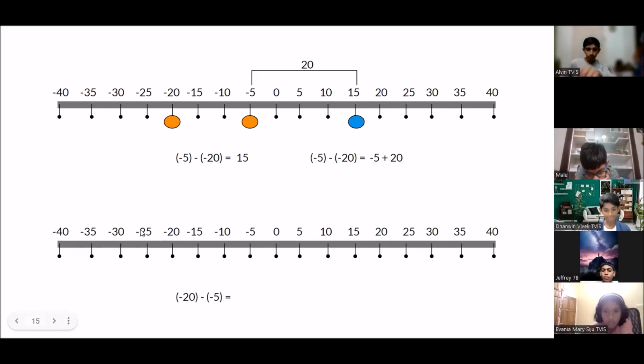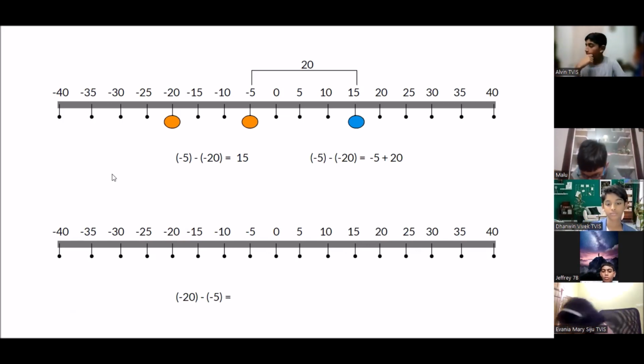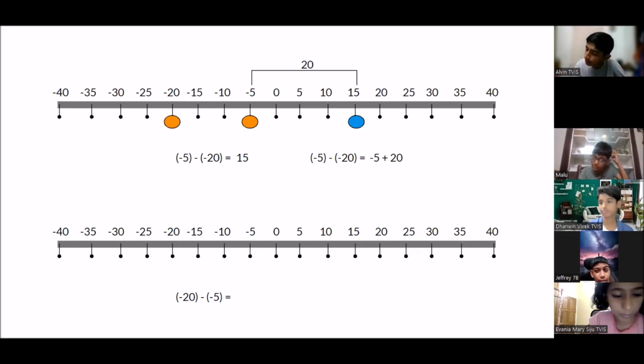Okay, this one, do it first. -20 -(-5). Someone should explain the scenario. -20 + 5. That is right, that is the mathematical way. What is the scenario? Which scenario are we in?